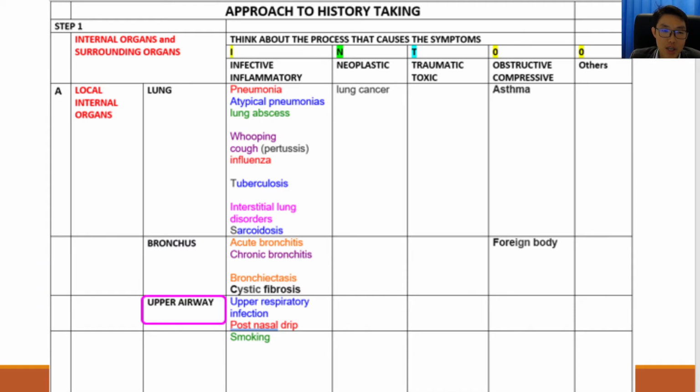Upper airways generally is not a common cause of cough, because upper airway irritation or infection usually results in runny nose, sinus congestion, or sore throat. It usually results in cough only if there is significant postnasal drip that drips down the back of the throat and irritates the vocal cord or the lower respiratory tract. Needless to say, smoking is also a very common cause of cough.